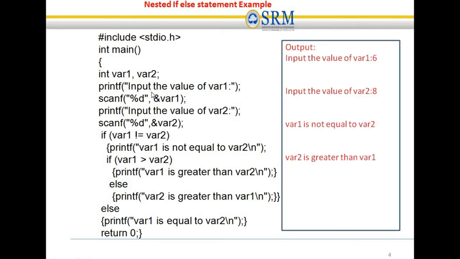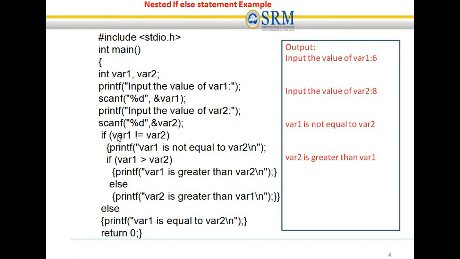First, "input the value of variable 1" will get printed and it will scan the variable. I am giving the input as 6. Then it will collect the variable, and "input the value of variable 2". I am giving the input as 8. Now variable 2 is equal to 8 and variable 1 is equal to 6.